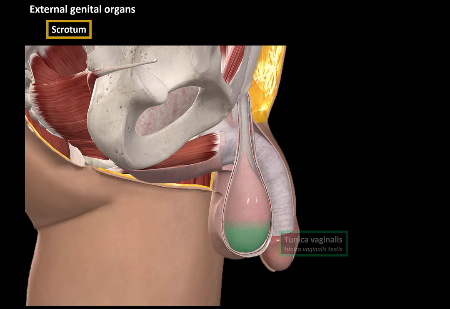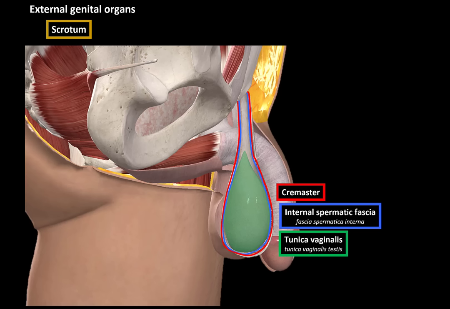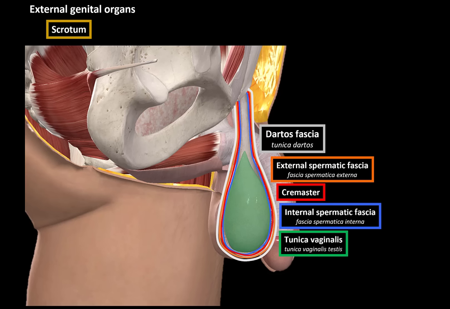First, we have the tunica vaginalis, which remember comes from the peritoneum. Then, externally to the internal spermatic fascia, we have a muscle called the cremaster muscle, which consists of muscle bundles from the internal oblique and the transversus abdominis muscle. And then externally to this muscle, we have the external spermatic fascia, which is a continuation of the superficial abdominal fascia. And externally to this layer, we're going to have the dartos fascia.